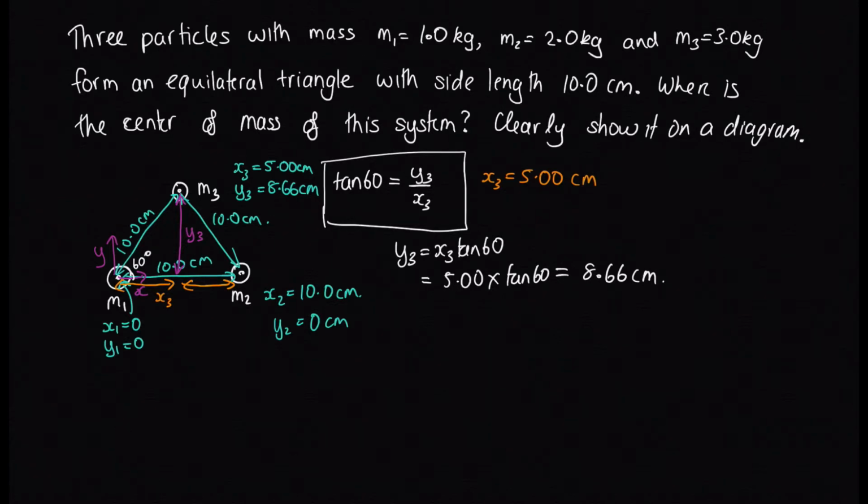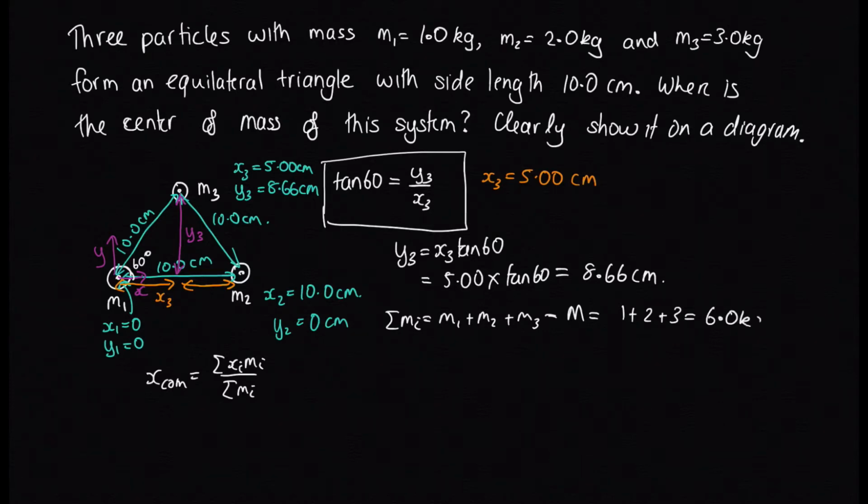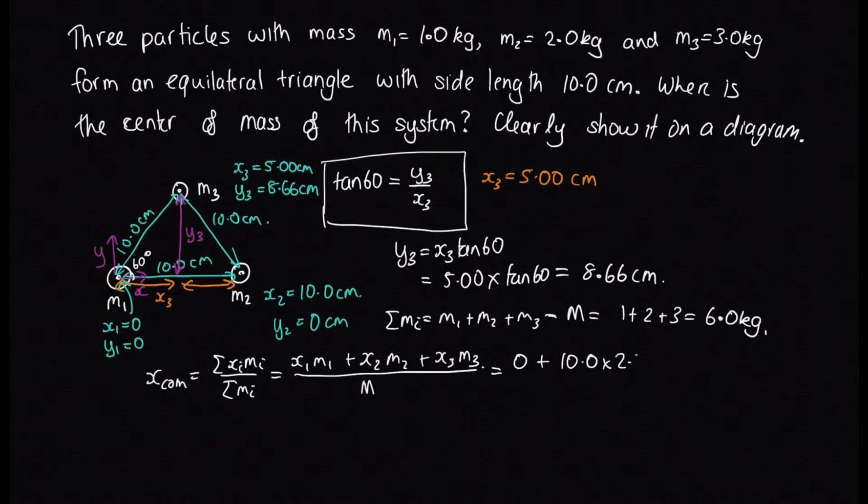So in the x direction, we've got x center of mass is equal to the sum of x_i m_i over the sum of m_i. The sum of m_i is equal to m1 plus m2 plus m3, which we can write as capital M, and it's equal to 1 plus 2 plus 3. So that is equal to 6 kilograms. Okay, so this is equal to x1 m1 plus x2 m2 plus x3 m3 all over the total mass M. Now x1, that was 0, so this is 0 plus x2, which was 10 centimeters, times mass 2, which was 2, plus x3, which was 5, times m3, which was 3, and that's divided by the total mass, which is 6. And so solving this, we get 5.83 centimeters.